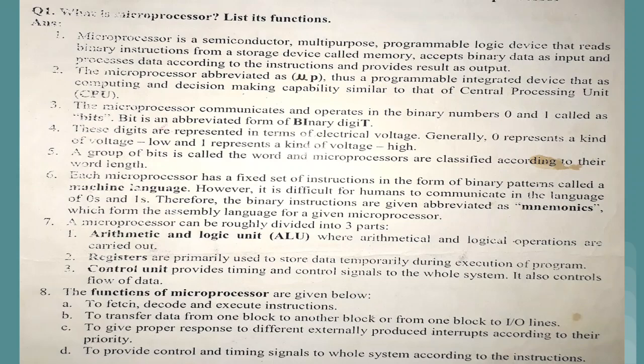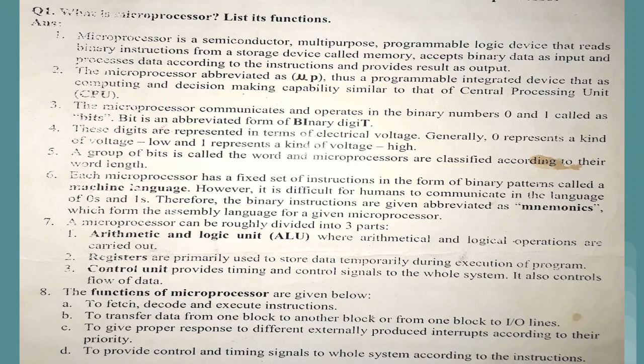So in that situation, whenever we have different interrupts, the microprocessor gives certain types of signals, and that signal is nothing but a kind of response given by the microprocessor. So again, that is an important function of the microprocessor, to give the proper response to the externally produced interrupt according to their priorities.